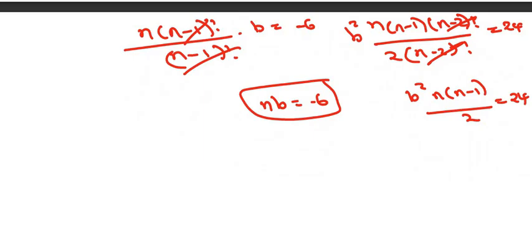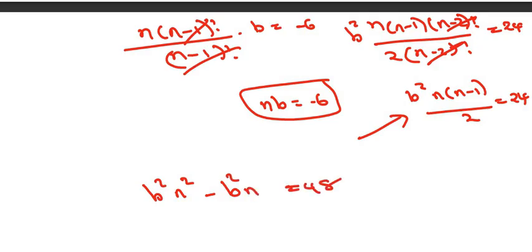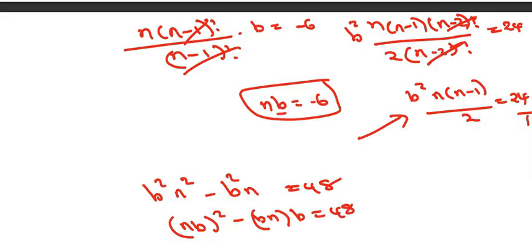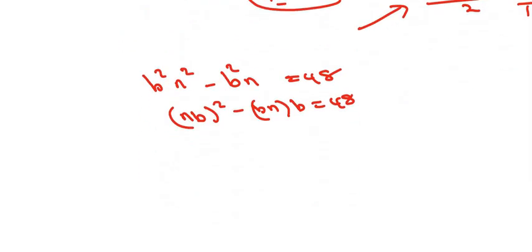Now we can multiply this part. I'm going to get b squared n squared minus b squared n. This is equal to 48 when you cross multiply as well. So here I can have nb squared and this bn with an extra b. This is 48. We know nb is negative 6, so where there's nb, we can put negative 6 minus negative 6. This is a b is equal to 48.